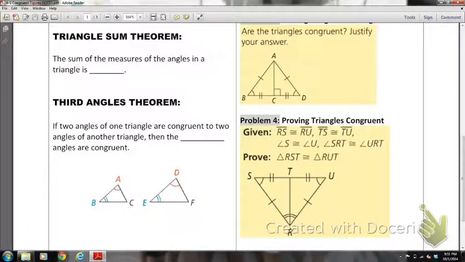The triangle sum theorem is a theorem from a previous chapter that we need to review in order to understand congruent figures. The triangle sum theorem says that the sum of the measures of the angles in a triangle is 180 degrees. So if we just draw a picture of a triangle here to illustrate this, we have triangle ABC. So the measure of angle A plus the measure of angle B plus the measure of angle C has to equal 180.